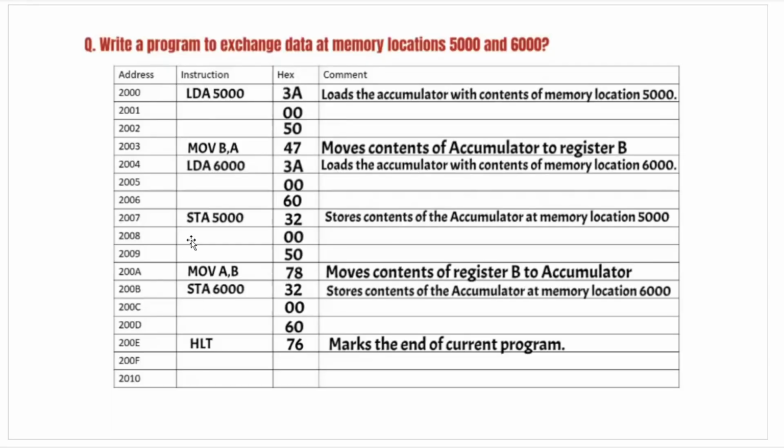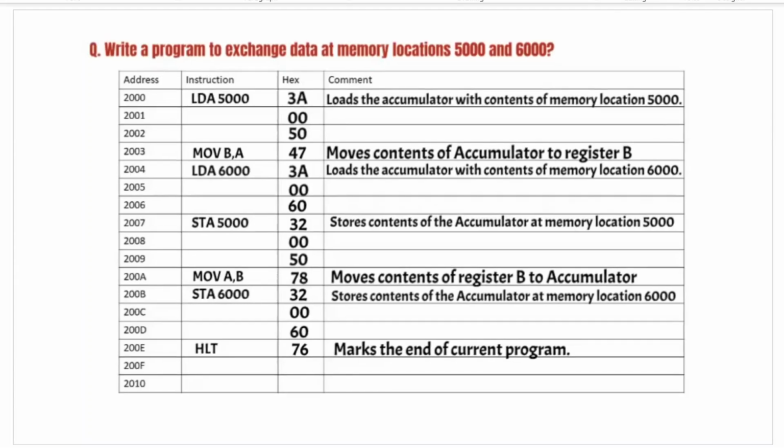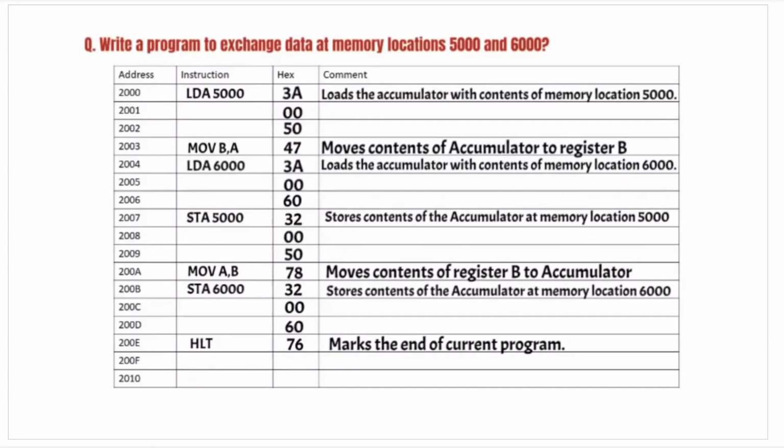So now we are at 9007. That was actually 2007 originally. At this point, whatever is in the accumulator is actually the contents of 6000. I will be transferring that to 5000 by using the instruction STA A. Instead of 5000, I have A. So first of all, the opcode for STA is 32. So enter 32 at this memory location.